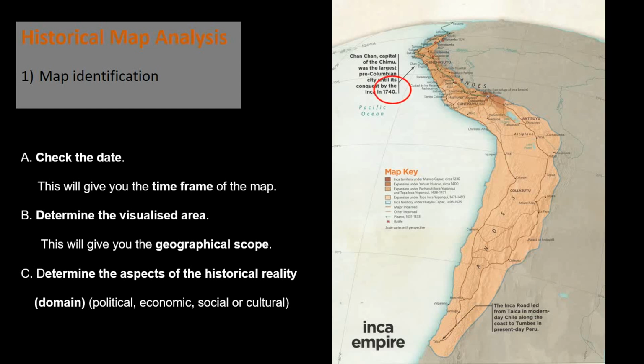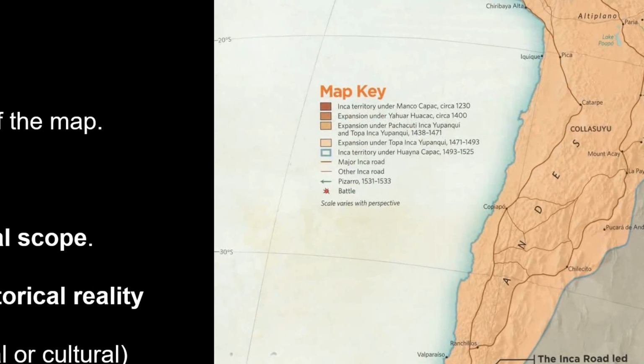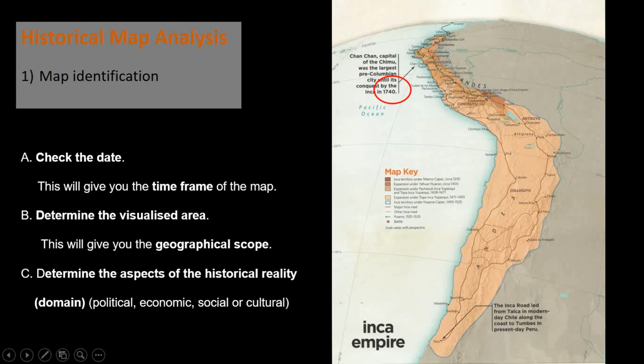Now, first I have to point out that I see some information that contradicts. If I look at the title, I see the date 1740. Now if I look further into the key, let's zoom in on the key, I find another time frame, and the last date I find is 1533. So I have to say there is a mistake on the map. The date of 1740 is not correct. This is a map made by National Geographic, and even they can make a mistake.